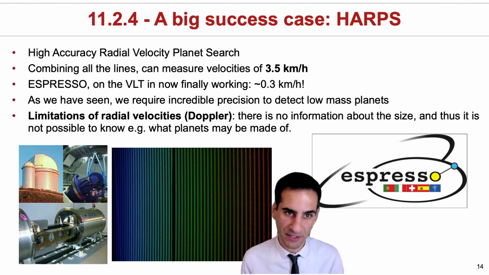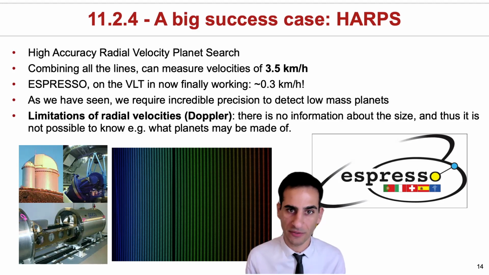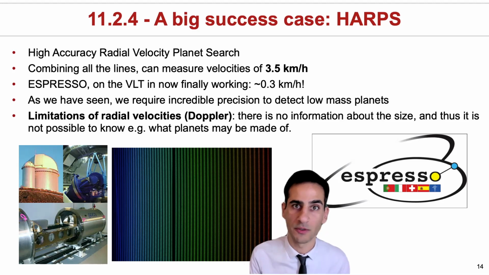However, there are still limitations to radial velocities, for example, the fact that there is really no information about the size. We can only really determine the mass. And without a size, and only with the mass, we have no idea what the planet is actually made of. And for that, we actually need to use another method, which we'll cover next.